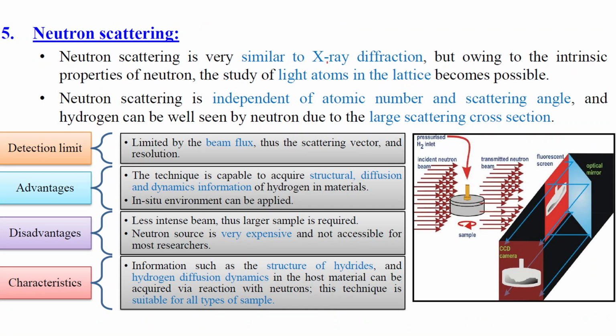Neutron scattering is very similar to X-ray diffraction, but owing to the intrinsic properties of the neutron, the study of light atoms in the lattice becomes possible. Here, the hydrogen sample is pressured hydrogen, this is the inlet, and it keeps on rotating. Neutron beams are incident on this sample, and these are the transmitted neutron beams which fall onto a fluorescent screen.